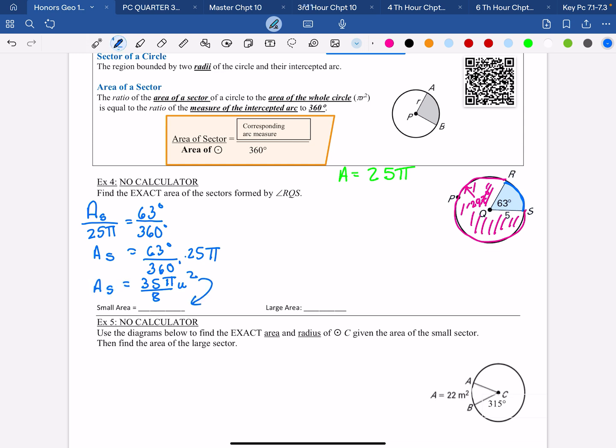So now if you want to get the area of the large sector, again, you have a couple of different methods for how you would go about solving for the other sector.